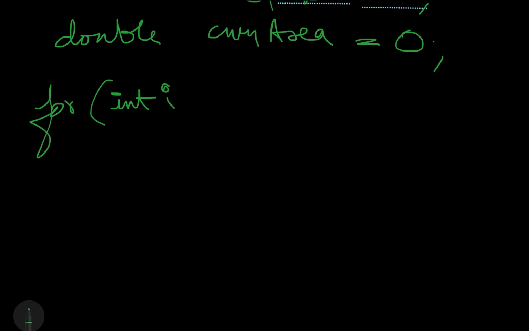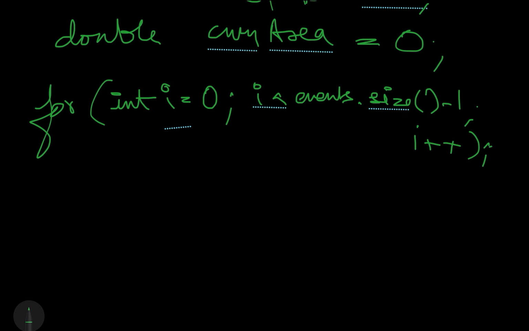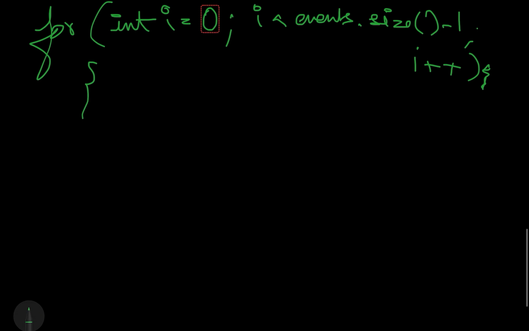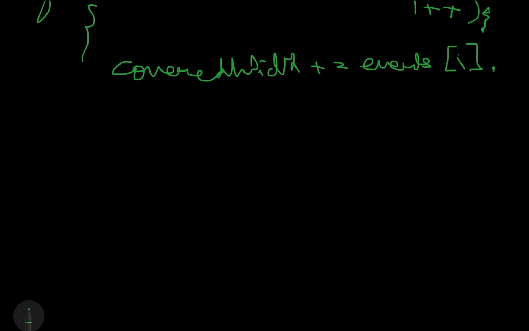For int i equal to 0, i less than events dot size minus 1 and i plus plus. Okay, and our covered width would be events of i dot second, which is the length.